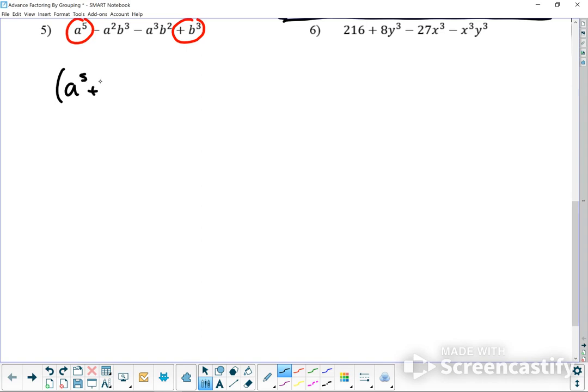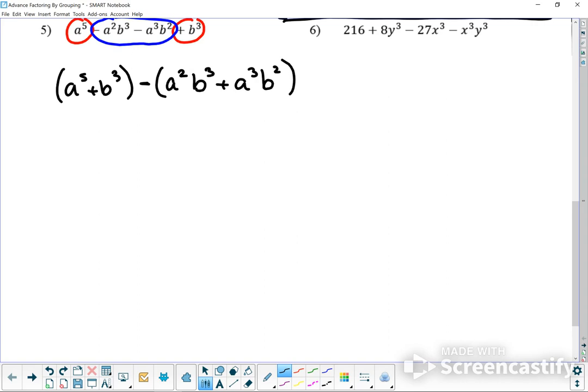a5 plus b3, and they actually have nothing in common. This is probably not going to work. And then I'm going to group these two together. But, you never know. Let's try it out. So let's go ahead and take out a negative, which will make both of them positive. So it'd be a squared b3 plus a3 b2. So let's see what they have in common.